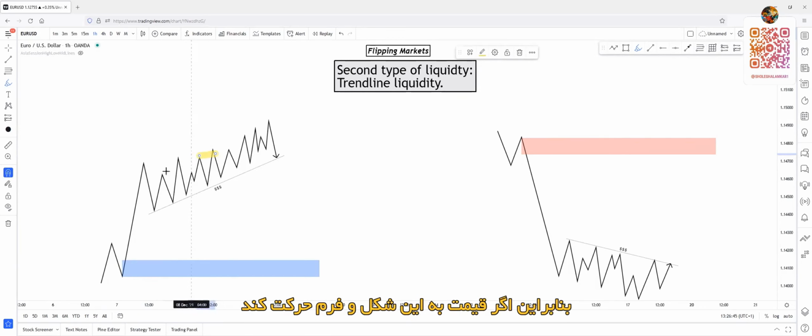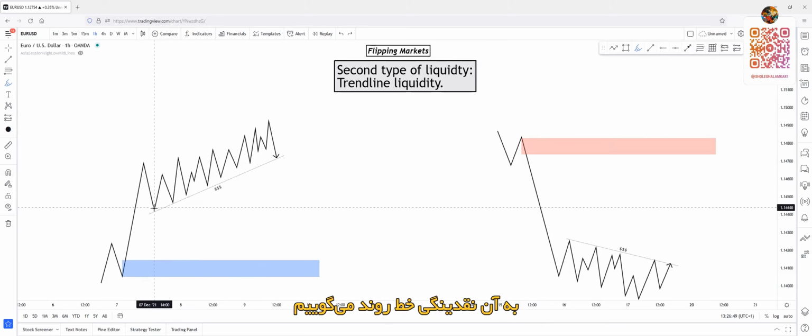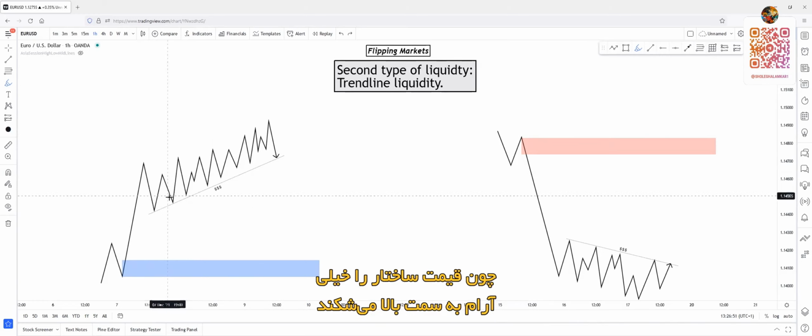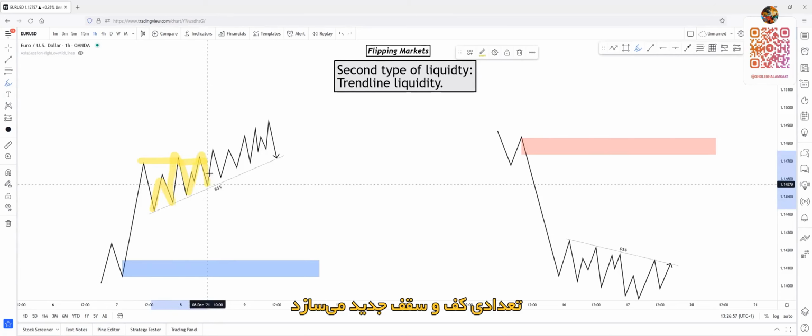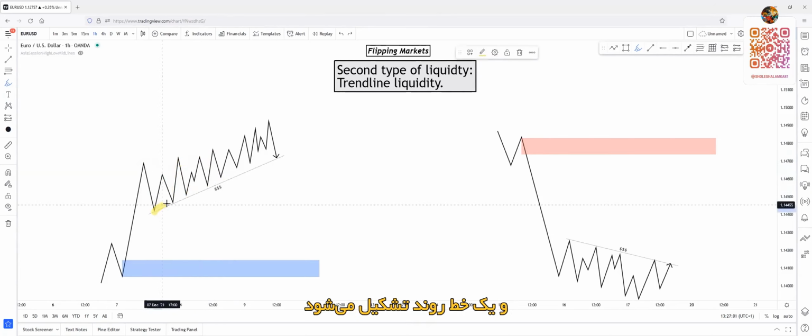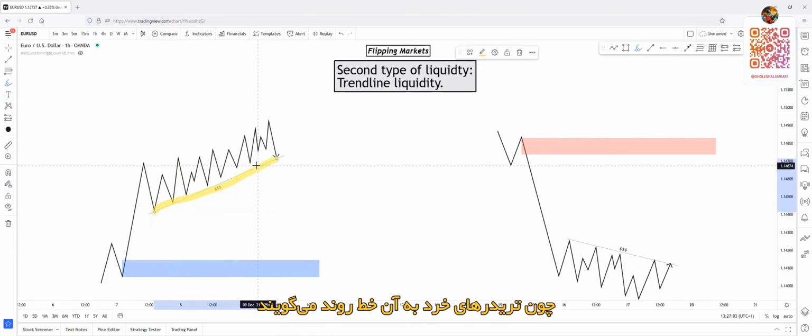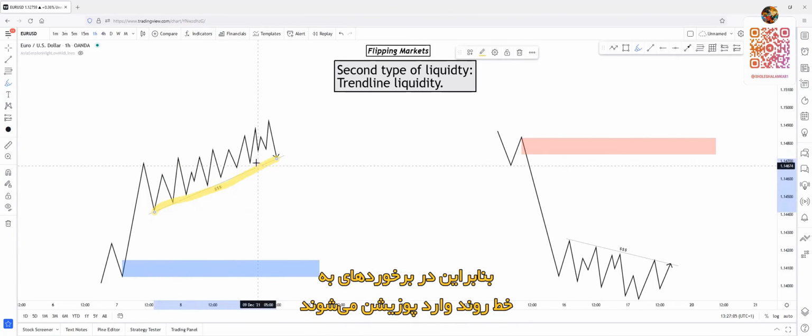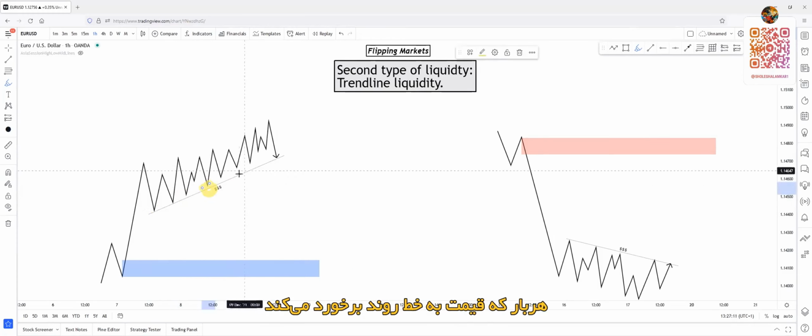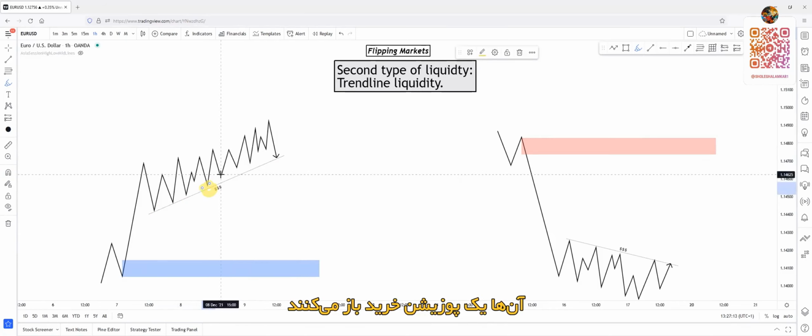So if price turns into this phase, we will call this a liquidity trend line, because price is breaking structure to the upside slowly, creating new highs, new lows, new highs, new lows, and these new highs and new lows will form a trend line. Retail traders call this a trend line, and they will open their positions on the trend line touches. So every time price touches this trend line, they will open a buy position here.